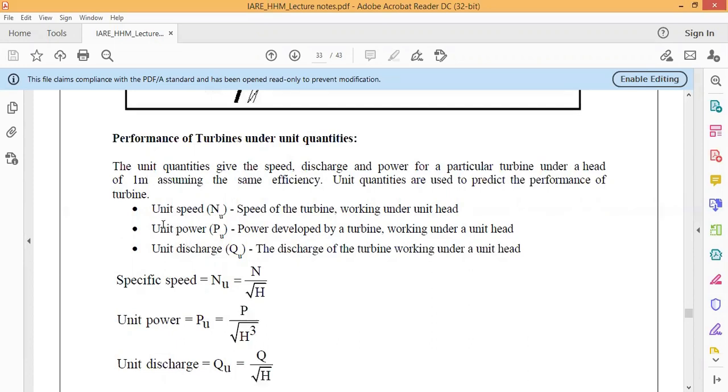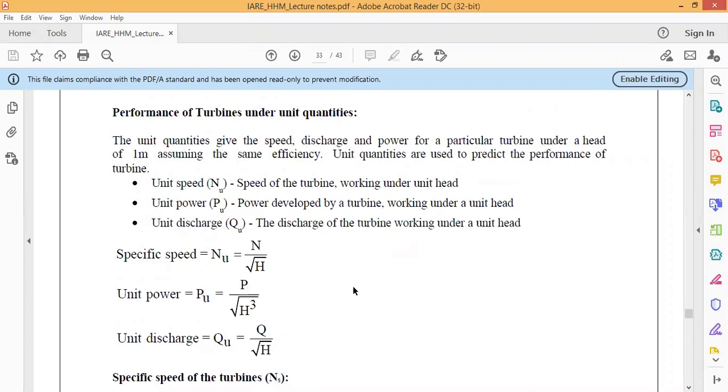So here you can see, the unit power will be denoted by Pu, which includes the power developed by the turbine working under a unit head. Similarly, for the unit discharge, Qu, we have the discharge of the turbine working under a unit head. These are some of the major points.